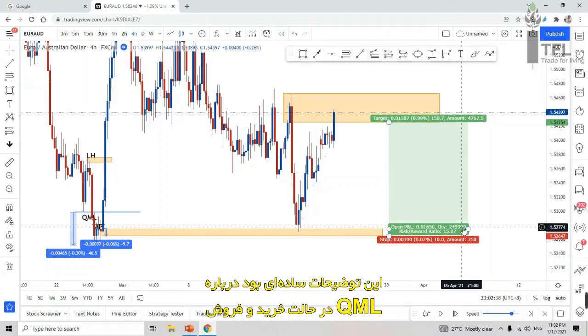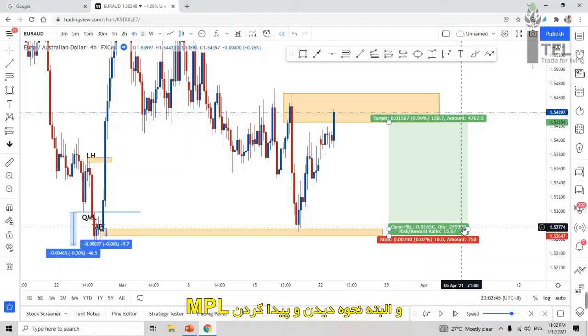All right, so this is a very simple explanation of a QML buy and sell. And of course, by using the maximum pain level way of looking at it, we can accurately find our zone. In my next video, I'm going to show you what a fake out is. I dedicate the whole next episode to fake outs because there is not one type, not two types, there will be 3 types of fake out.